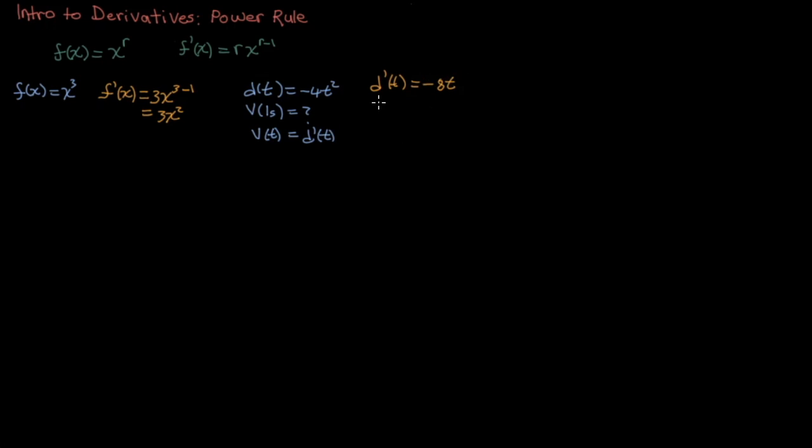So therefore, if you want to find out what v at 1 is, okay, or d prime at 1, okay, which is the same thing as v at 1 second, we'll say, okay, and let's say that this function here is in meters.